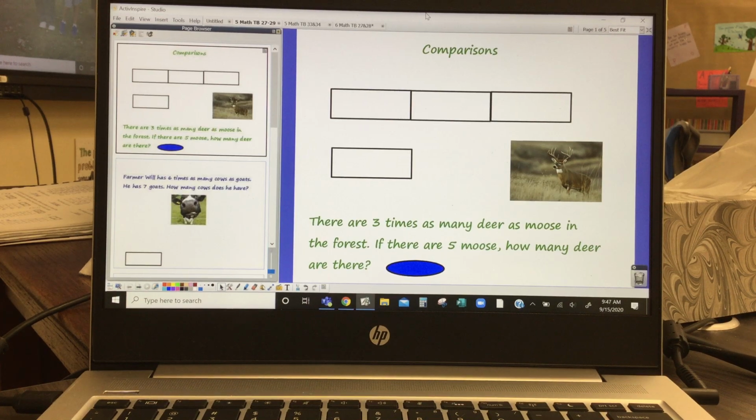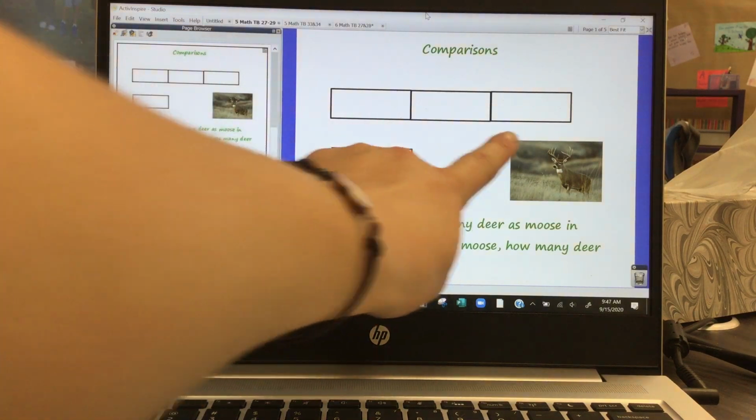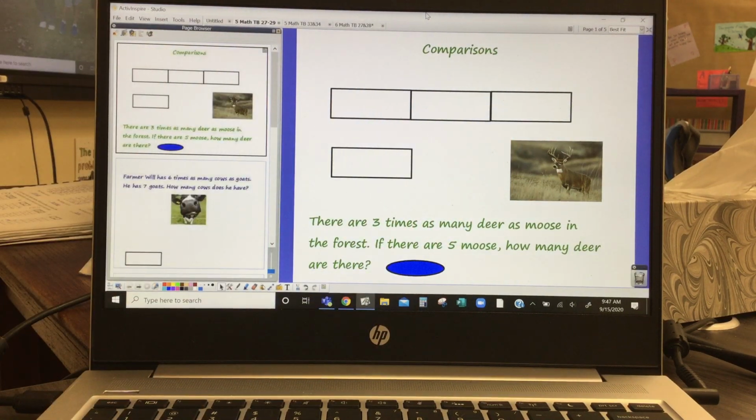Right, fifth grade. Today we are going to work on comparisons. So these boxes up here are actually called tape diagrams. It's just a way to show how many more, how many less items we have in different groups. Okay, so here is our first problem.